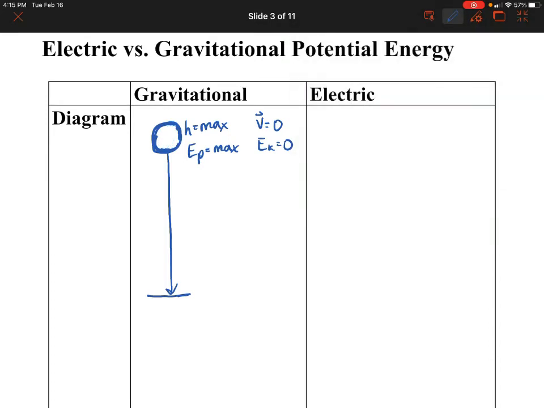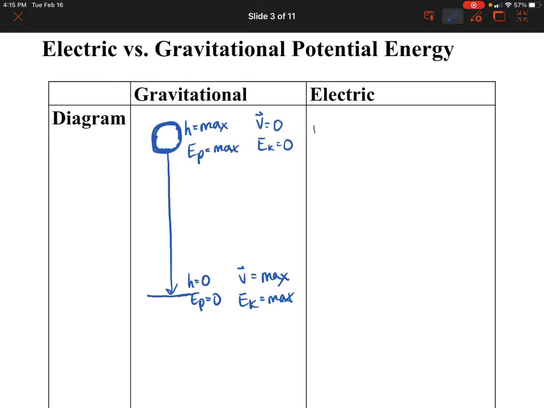And so then, of course, once the ball's here at the bottom and your height's at 0, then your potential energy is at 0 because all that potential energy has been converted into what? Kinetic energy. So that's when the kinetic energy is at its maximum and the velocity is also at its maximum, okay? And so I want to compare this to, say, electric potential energy.